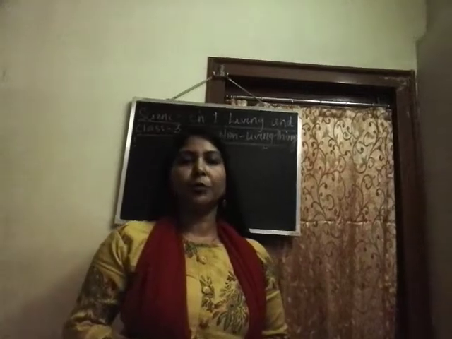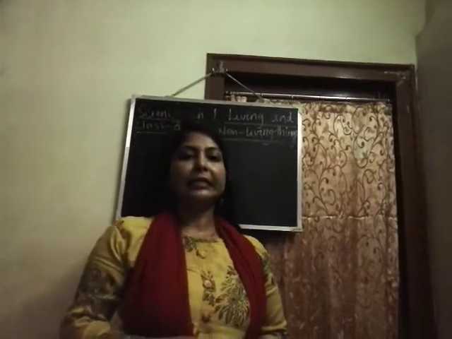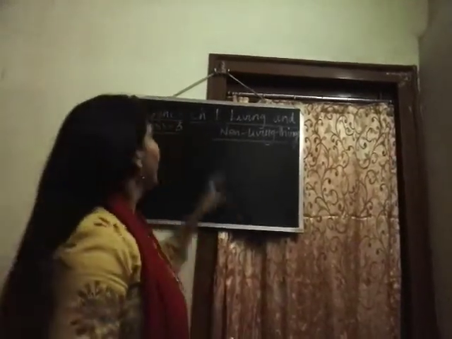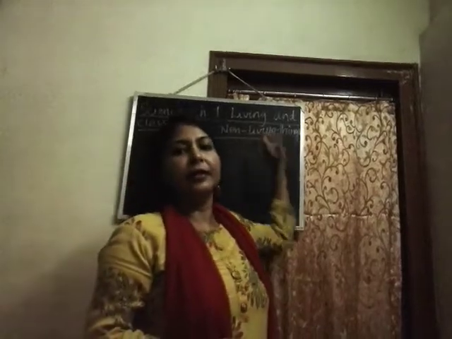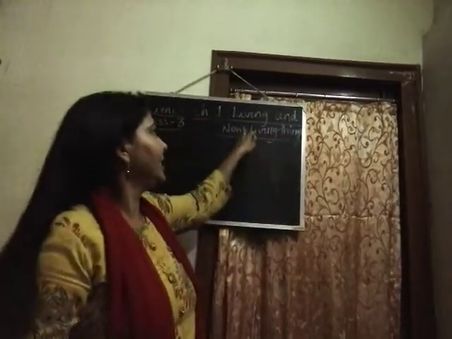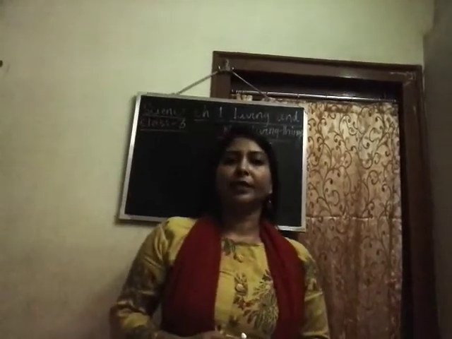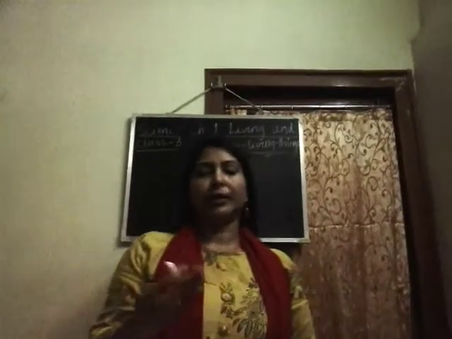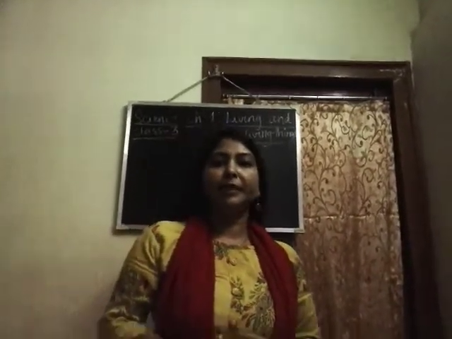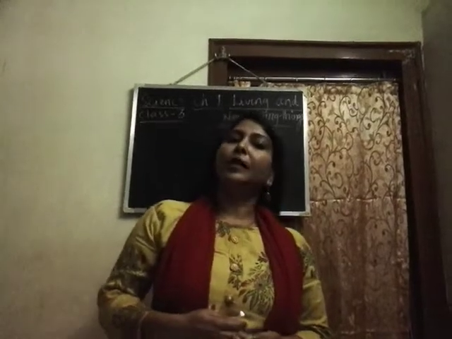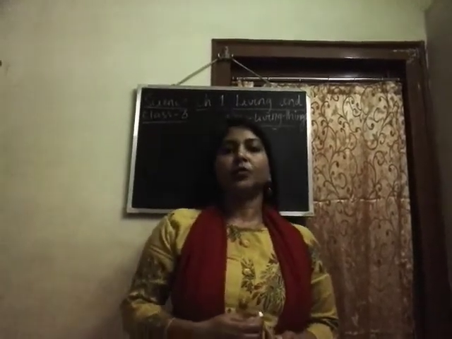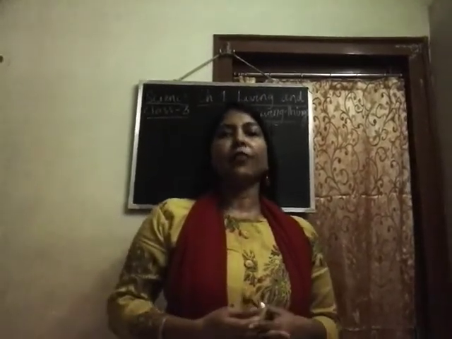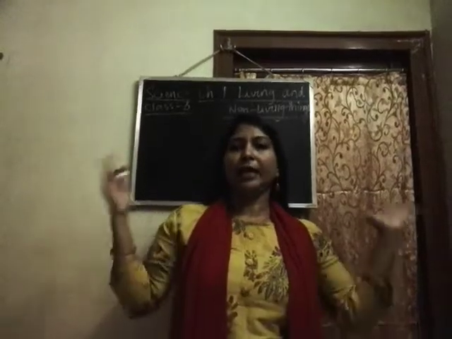In this video I'm going to deal with the first chapter. I have already mentioned the chapter name on the blackboard. So you can see here, living things and non-living things. You can also refer to your book. In the book it is mentioned that the first chapter is about living things and non-living things. Now what are living things and non-living things? In order to understand this, we have to look at our surroundings.